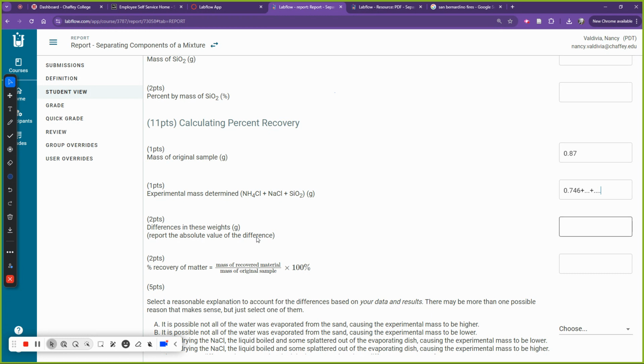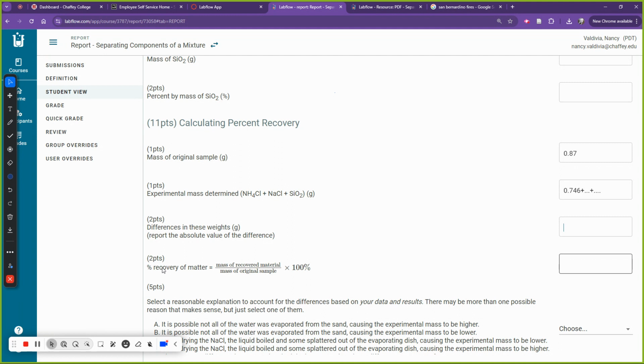So we report the value of the difference. This one's a little bit different. We're just subtracting the weights to find the difference between these weights added together minus the original sample. So add all of these together, that's the number that goes here, minus the original sample, and that number is the difference in the weights. We're good there, right? I'm just going to assume yes.